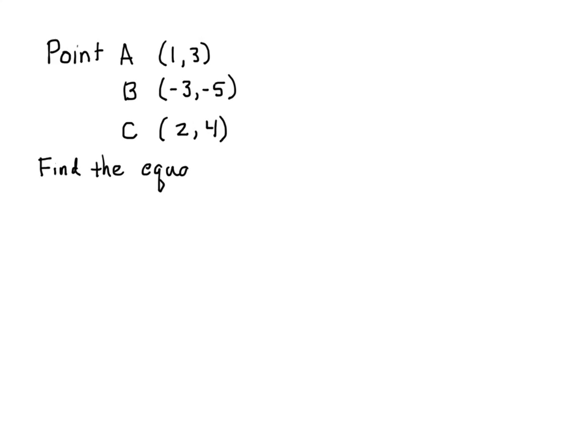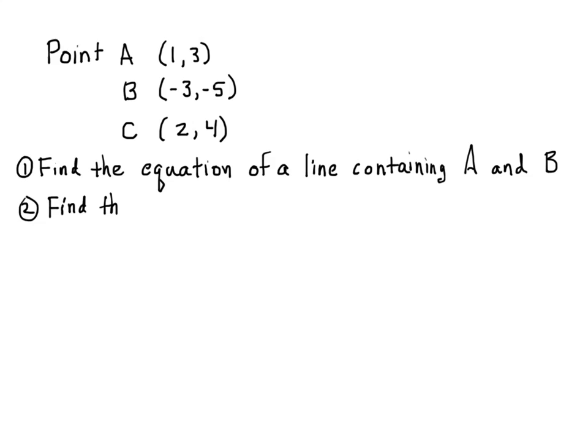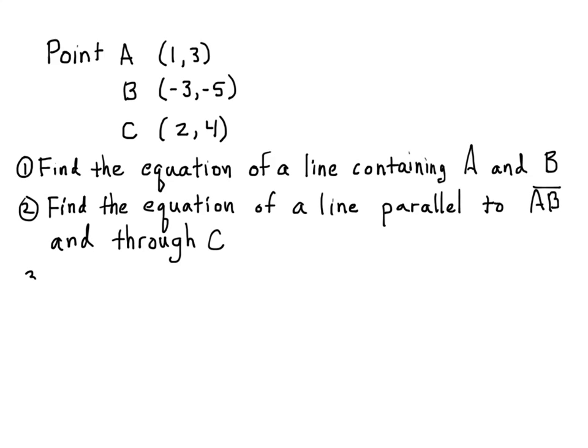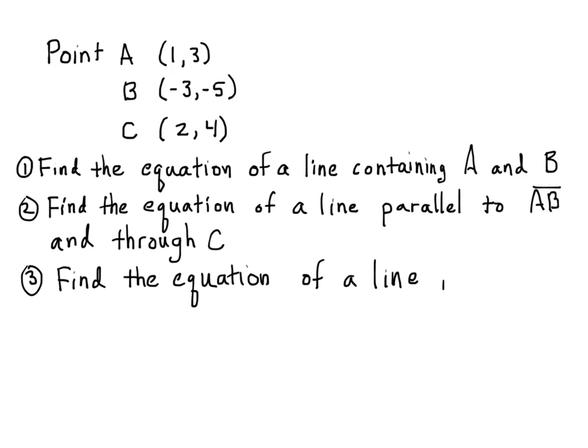Okay, so we have 3 points. Find the equation of a line containing A and B, and then find the equation of a line parallel to AB and through C. And then of course this next one is going to be of a line perpendicular. Okay, so one last exercise to do to close off the parallel and perpendicular question.